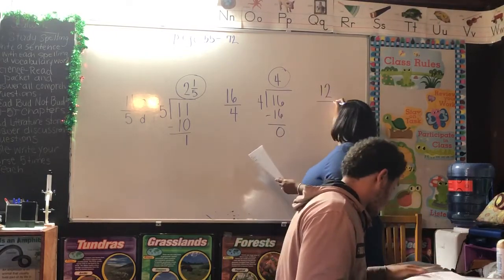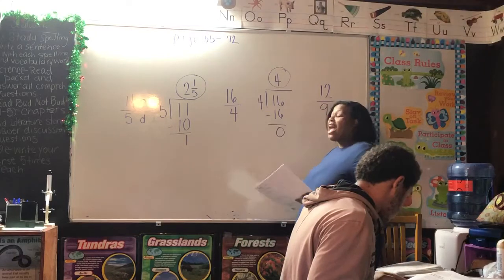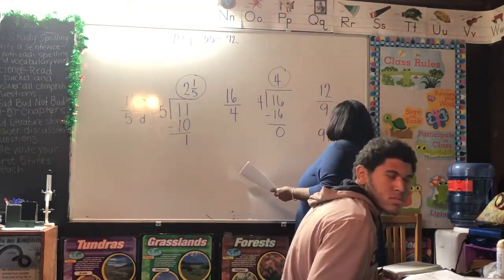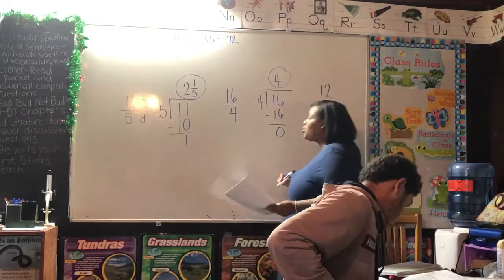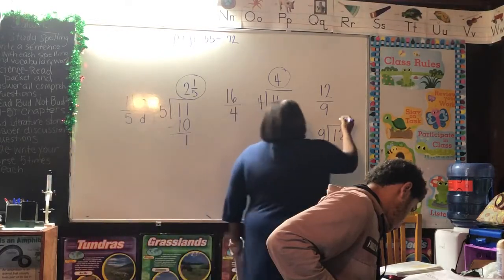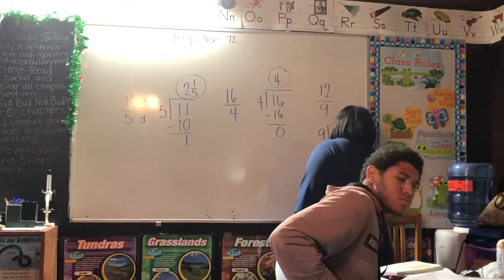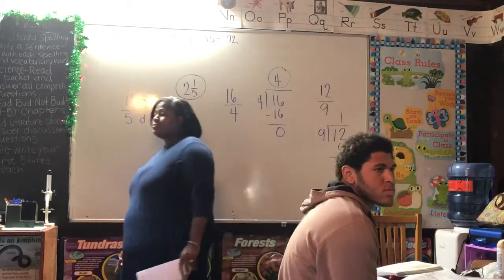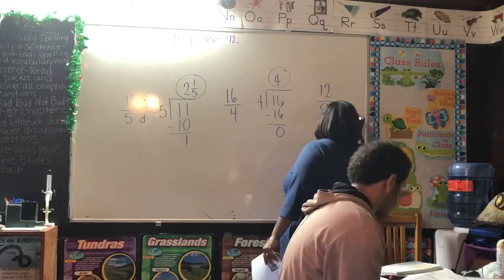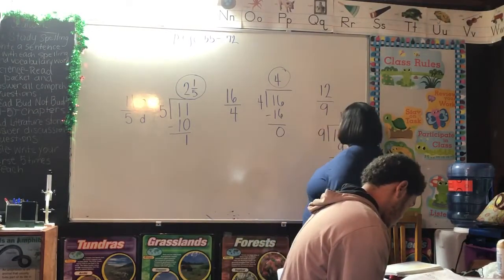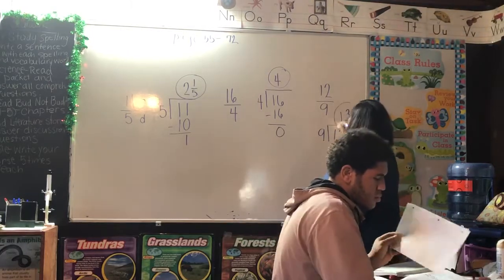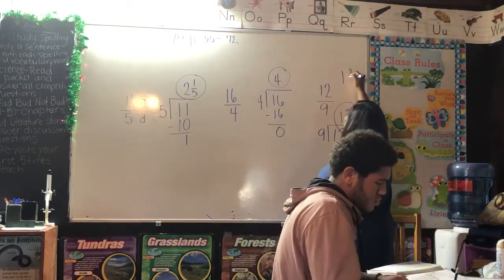Moving on to the next one. 12 divided by 9. 12 over 9. Still improper, correct? We're going to divide. 9 divided by 12. 12 goes into 9 how many times? 1. So we subtract. What's 12 minus 9? 3. So the remainder 3 goes over what? 9. But here we go. We have 1 and 3/9.